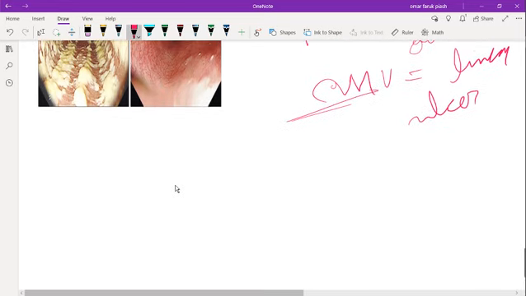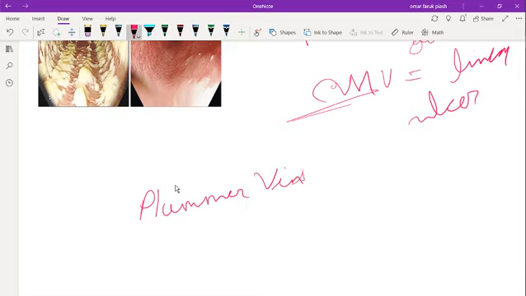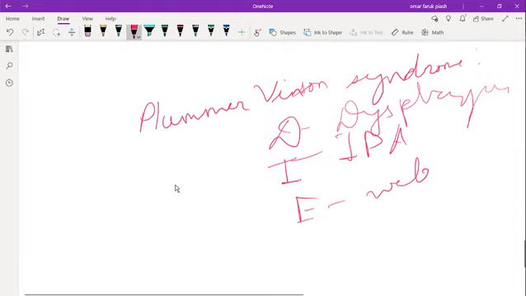Now Plummer-Vinson syndrome, also known as Paterson-Kelly syndrome. In Plummer-Vinson syndrome, what happens? You have to remember these three things: dysphagia, iron deficiency anemia, and esophageal web. And these three things are found in Plummer-Vinson syndrome.